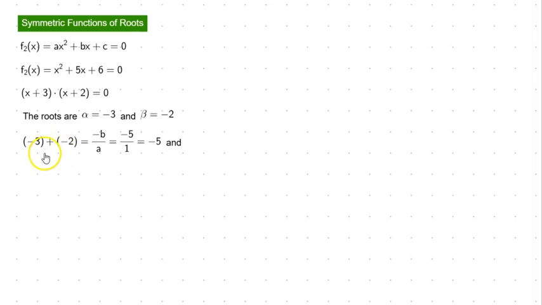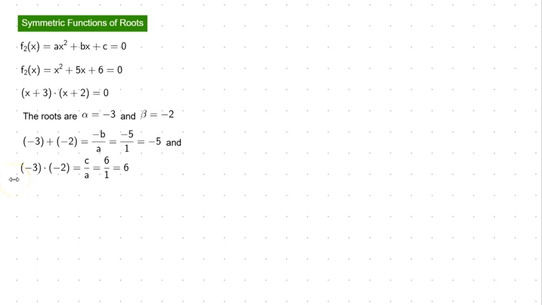Here, we have also seen minus 3 plus minus 2 is equal to minus b by a, which is equal to minus 5 by 1, which is minus 5. And minus 3 times minus 2 is equal to c by a, which is 6 by 1, which is 6.